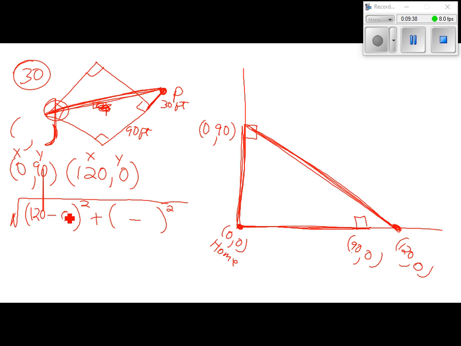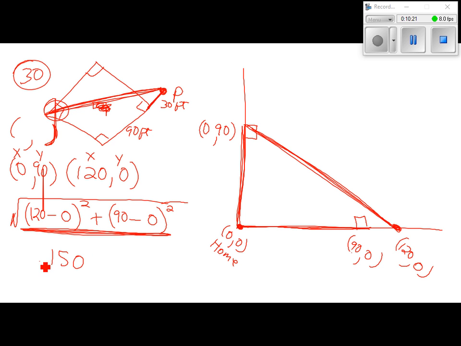What are my two Y's? 90 minus 0. So which one am I going to put in first? 90 probably, and 0. Punch that into your calculator. Remember I told you last time, just punch all of this into your calculator just the way it is, parentheses and all. Don't do the square root, just what's underneath it. See if you can get the correct answer. If not, then we need to go back and redo it until you're getting the correct answer so that you know how to punch it into your calculator every time. 150.